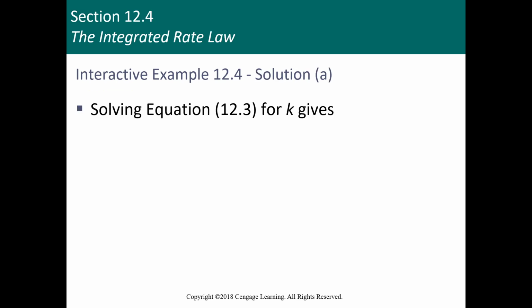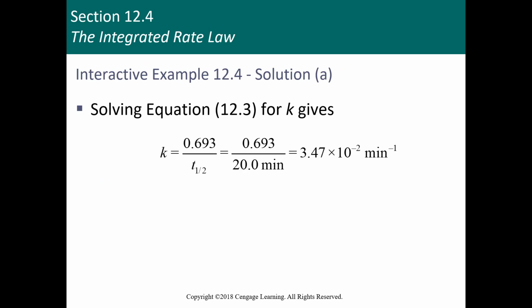So solving your equation for K gives you this value right here. And so what we do is, again, this is just the natural log of 2 over the half-life equals K. We plug in our half-life. We have natural log of 2 there. This divided by this gives us a K of 3.47 times 10 to the negative 2 minutes to the negative 1, which is that right there.